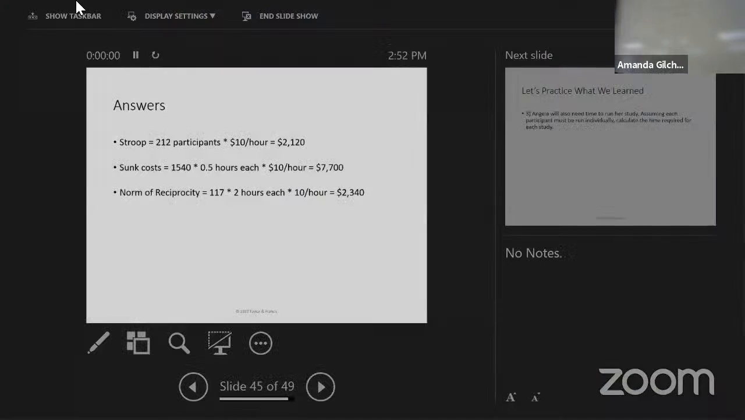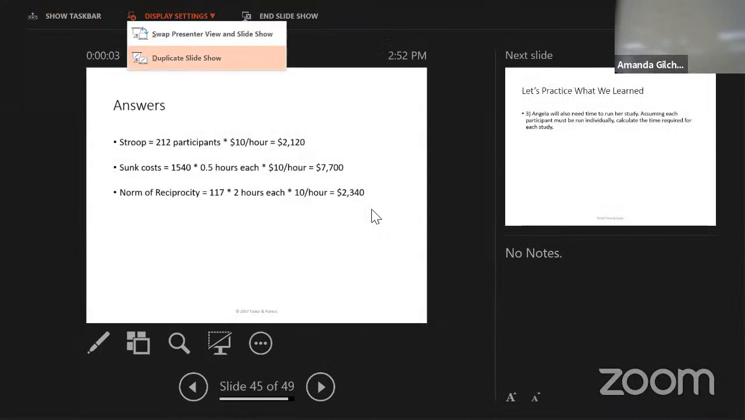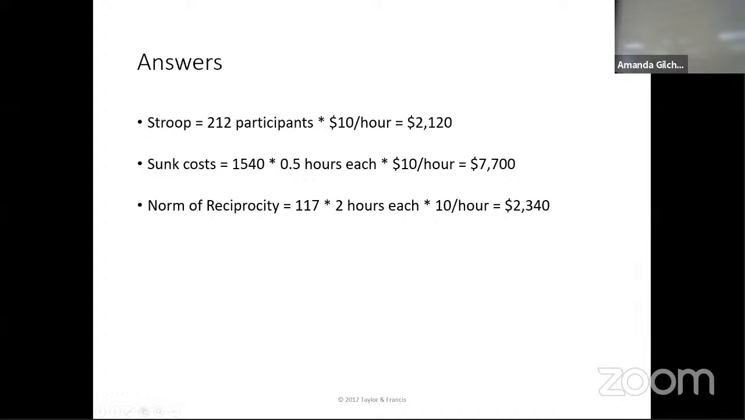So we have 2120. The sunk cost effect, if you were hopeful that running 1,500 participants was something that could be done, even when they're only doing it for 30 minutes, you still are paying about $8,000. So don't do it. The norm of reciprocity is pretty hopeful because that's a pretty small number of participants. But when you make the experiment very long, that basically doubles the cost. So because of this, the correct answer is to pick the Stroop. And honestly, I would anyway, because between these two are pretty close.